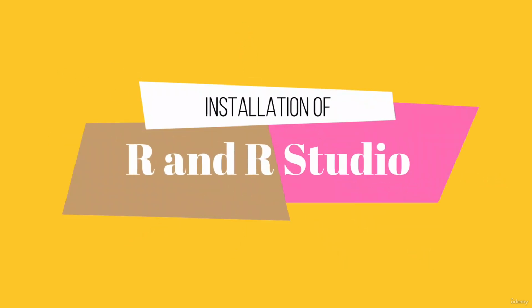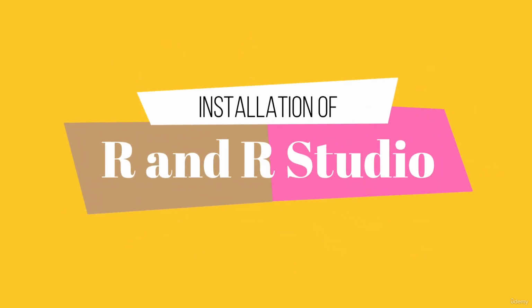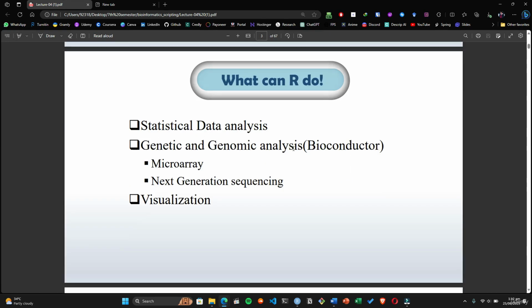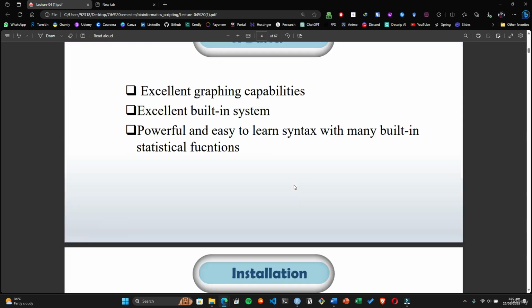So in the introduction lecture, we discussed what basically R is. So let's wrap it up for our next lecture. R is a programming language that is used for statistical analysis, graphic representation, and reporting. So what can R do? We can use R for statistical data analysis, genetic and genomic analysis, microarray and next generation sequencing analysis, and visualization.